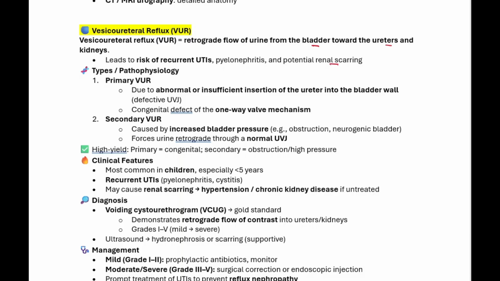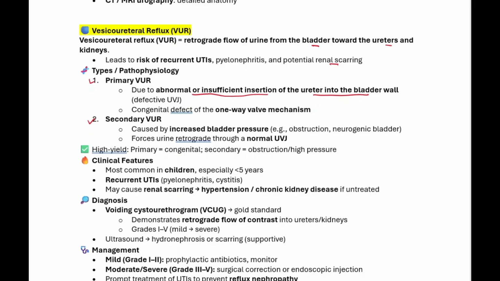and fibrosis. I want to look at the different types of vesicoureteral reflux in terms of the pathophysiology. It could be primary or it could be secondary. Primary vesicoureteral reflux is due to abnormal or insufficient insertion of the ureter into the bladder. So when there's an abnormal or insufficient insertion, that will lead to primary vesicoureteral reflux. And it could also be a congenital defect of the one-way valve mechanism.